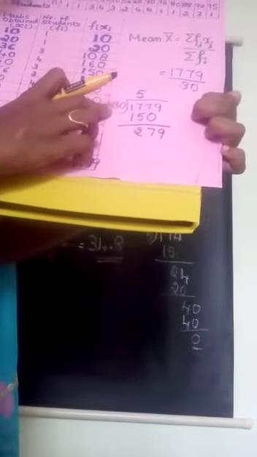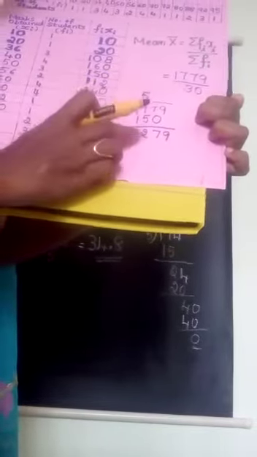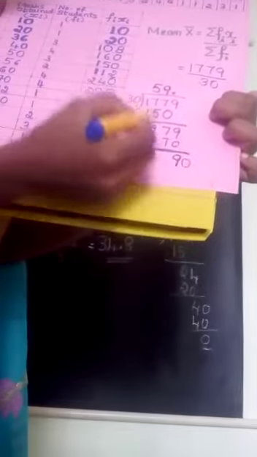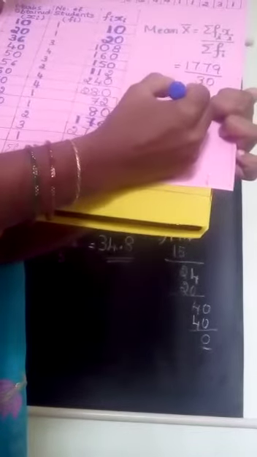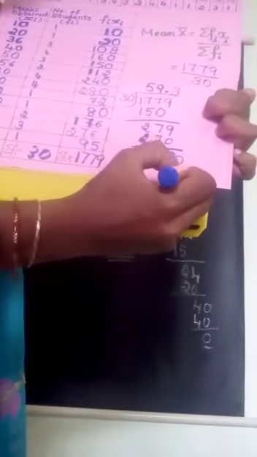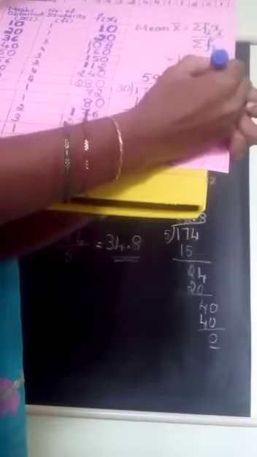Again 30. 9s are 270. So you are getting 9. So put a decimal point, take 1 0. 33 is 90. Left with 0. So the answer is 59.3.